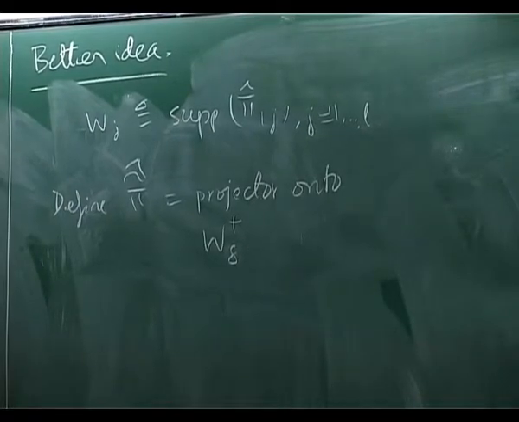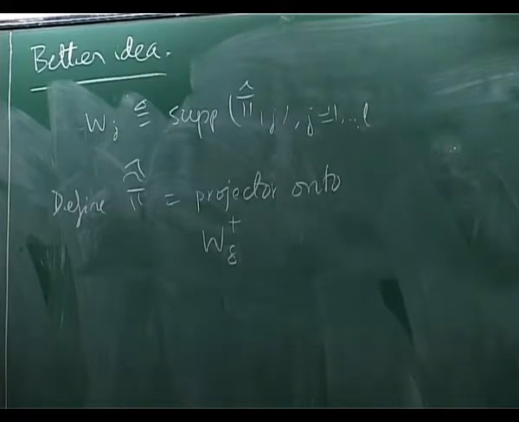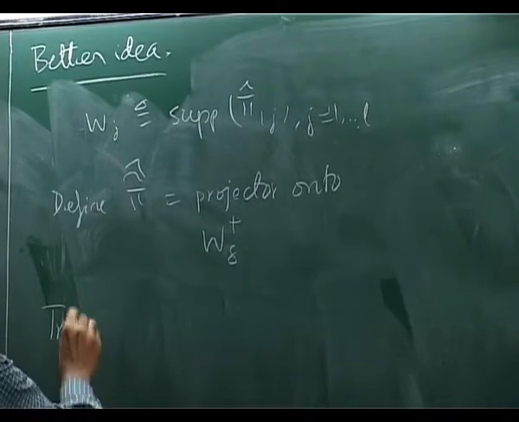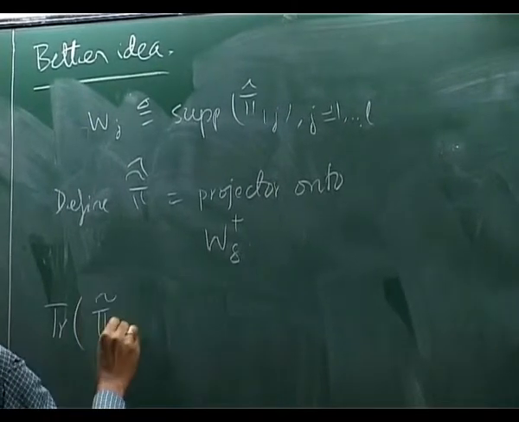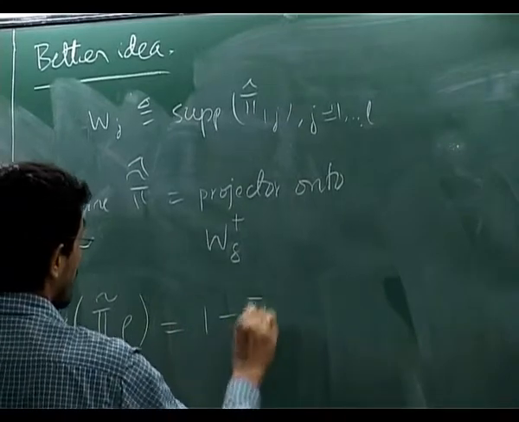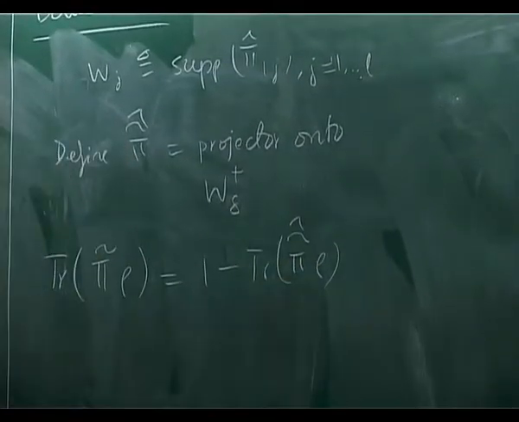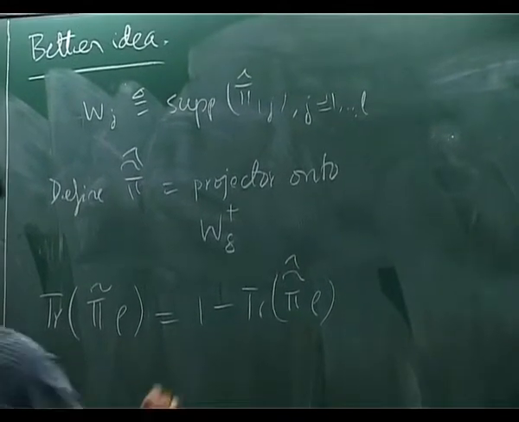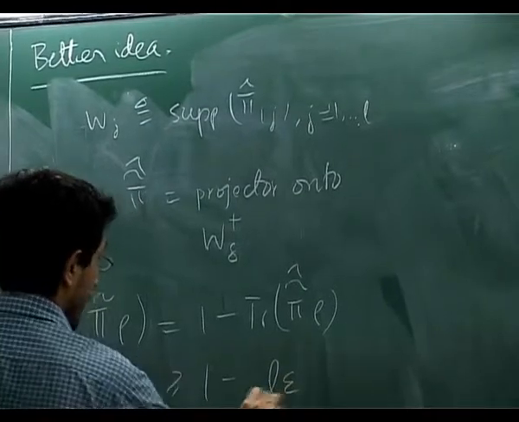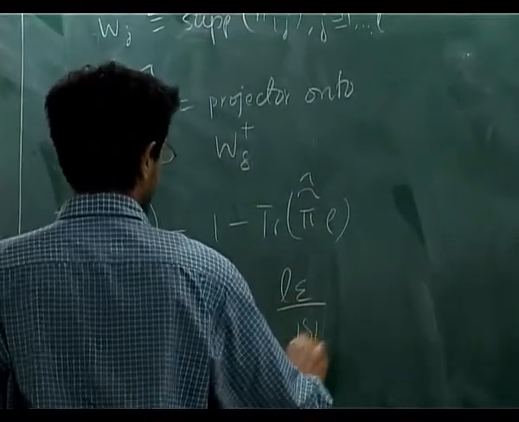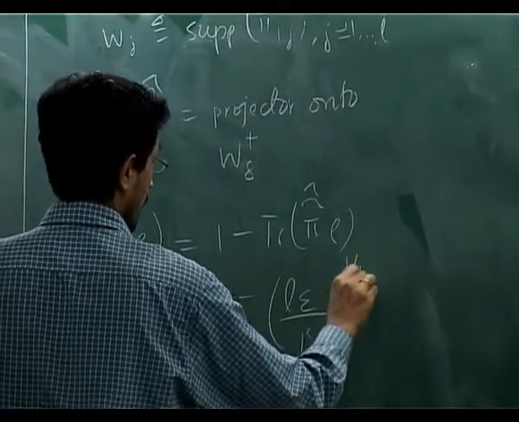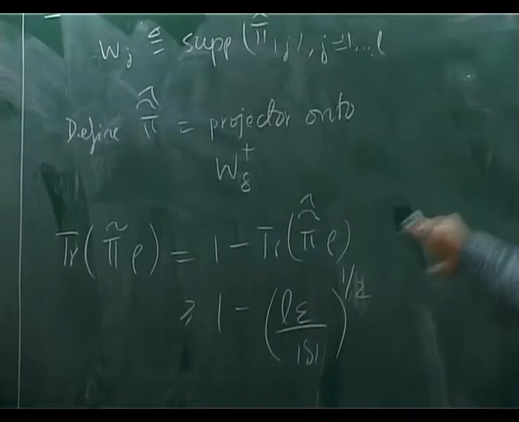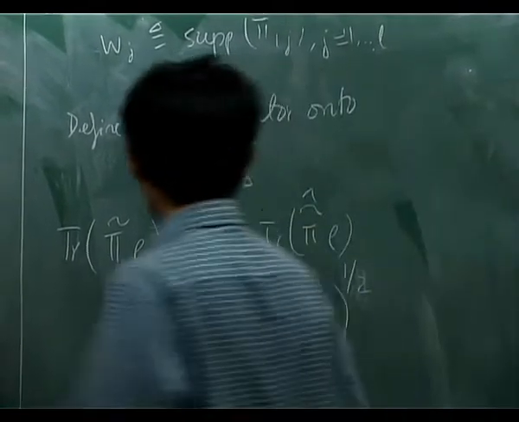So let's see now what we get. We'll try to evaluate this. So again, this is 1 minus trace of pi tilde hat rho. And pi tilde hat, I know, is this projector. So this is greater than 1 minus L epsilon, by delta. Fix delta to be some small constant, 1/4. Ah, sorry. When I look at the probability, it will become half. So I'll get an expression like this. Not bad.